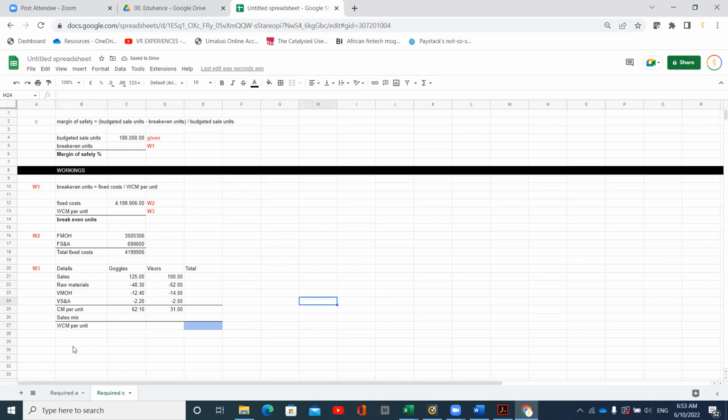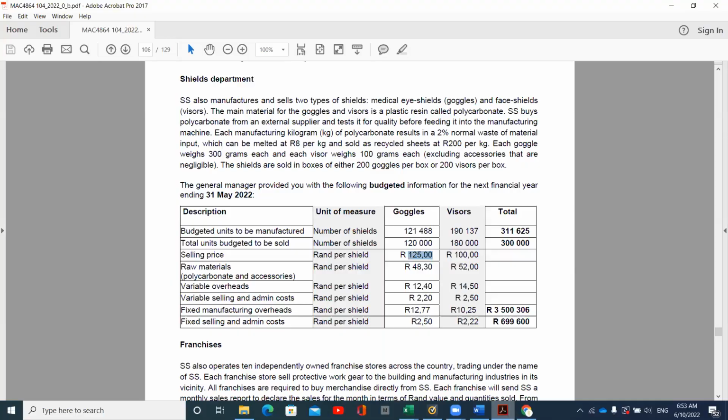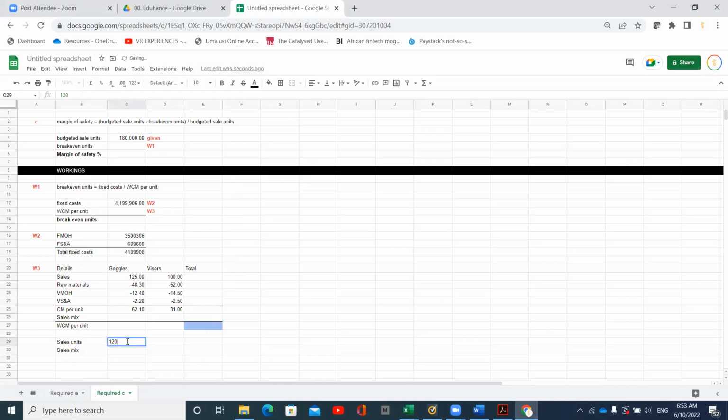Okay, so where we get the sales mix is going to be as follows. So we add in the number of units. Okay, so sales units, goggles 120, visors 180. That will equal the 300 as you saw in the scenario, but let's just add it up. So there we go.